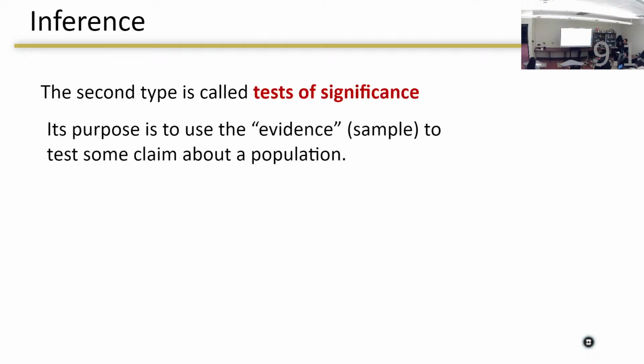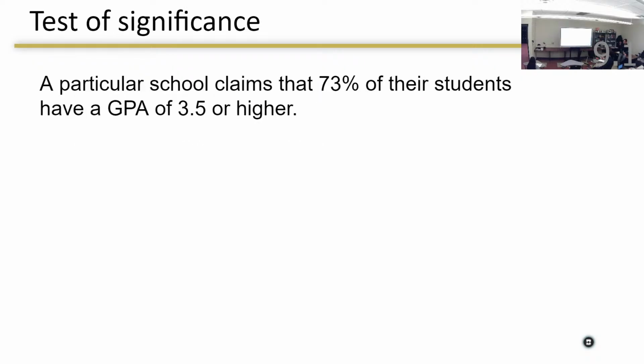So it's called a test of significance. We're going to use evidence, and our evidence is a sample. We're going to use evidence against that claim of that population. Okay? A particular school claims that 73% of the students have a GPA of 3.5 or higher. That's what their claim is. So we have to believe that's true.